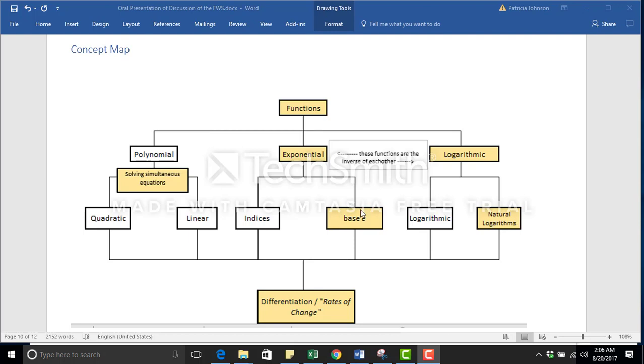Because we're using an exponential, we're going to have to use logarithmic laws to extract variables out of the index, out of the power, and put them in the algebraic equation so that we can solve for them. We are also going to have to use simultaneous equations because we have variables expressed in terms of other variables which we need to solve for.